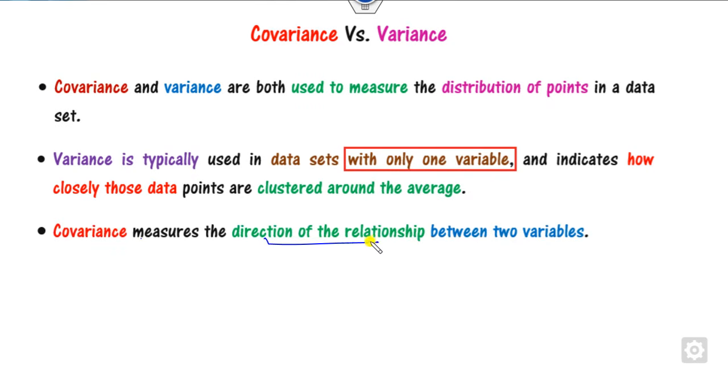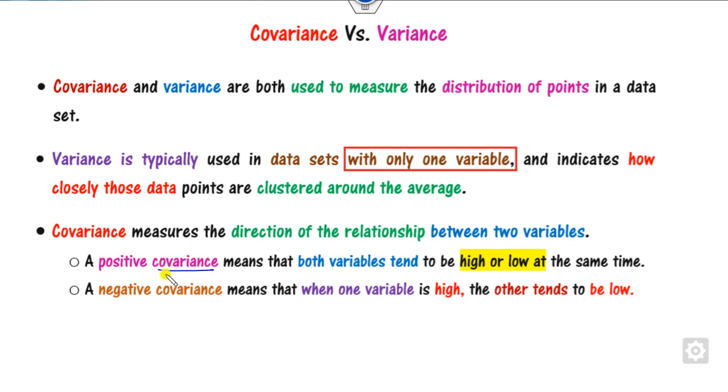Covariance measures the direction of the relationship, as we defined. What is the direction? Positive covariance means both variables tend to be high or low at the same time, and negative covariance means if one is high, the other must be low.